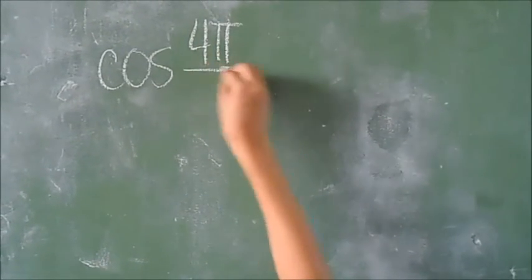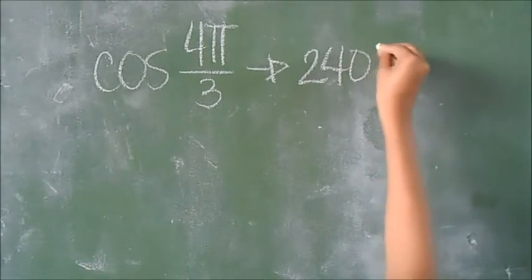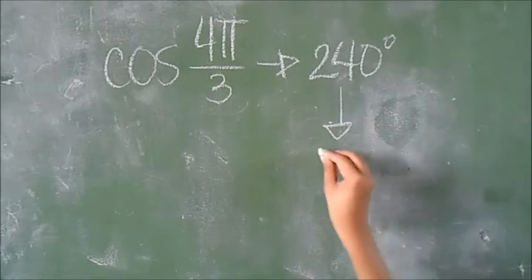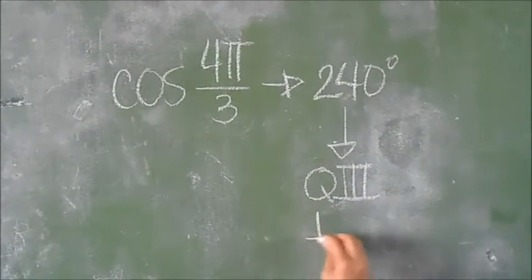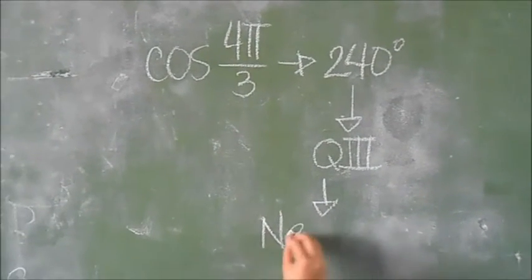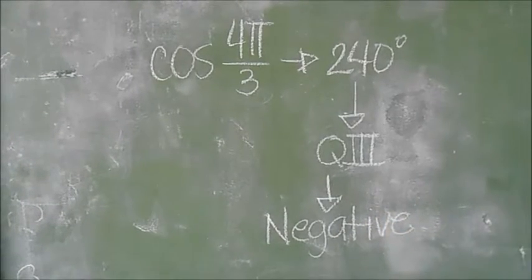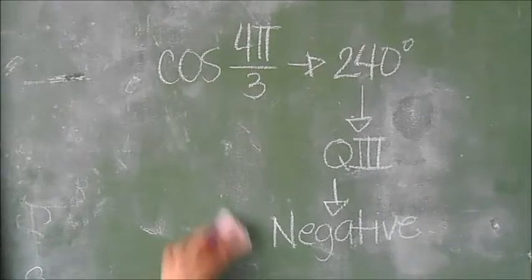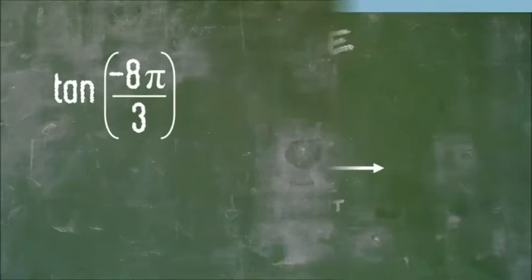Now let's apply the whole thing into the lesson. So here we have cosecant 4 pi over 3. Since it is in radians, let us convert it to 240 degrees. Now 240 degrees is in quadrant 3, but cosecant cannot be positive in quadrant 3. Therefore, the sign is negative. If we check the unit circle again, we can see that only tangent and cotangent can be positive in quadrant 3. Therefore, we were correct.